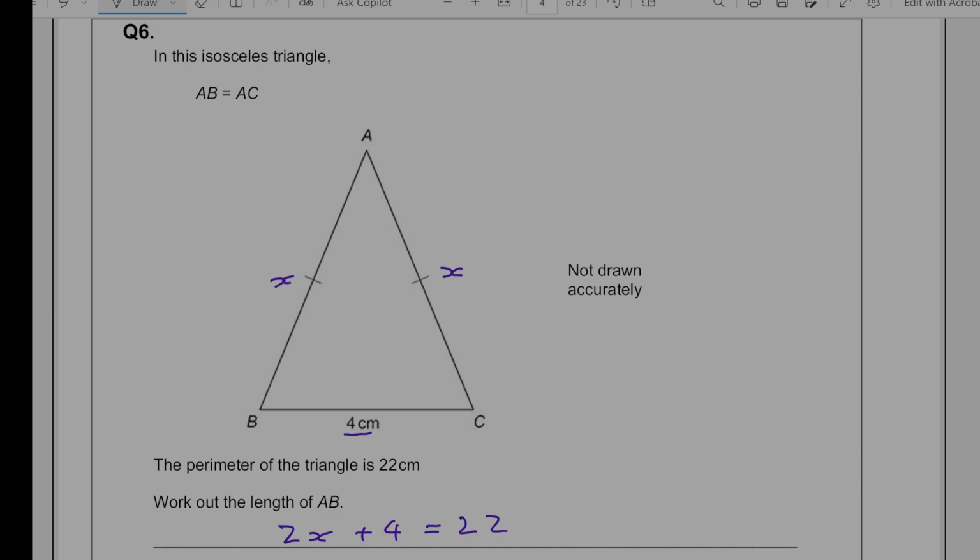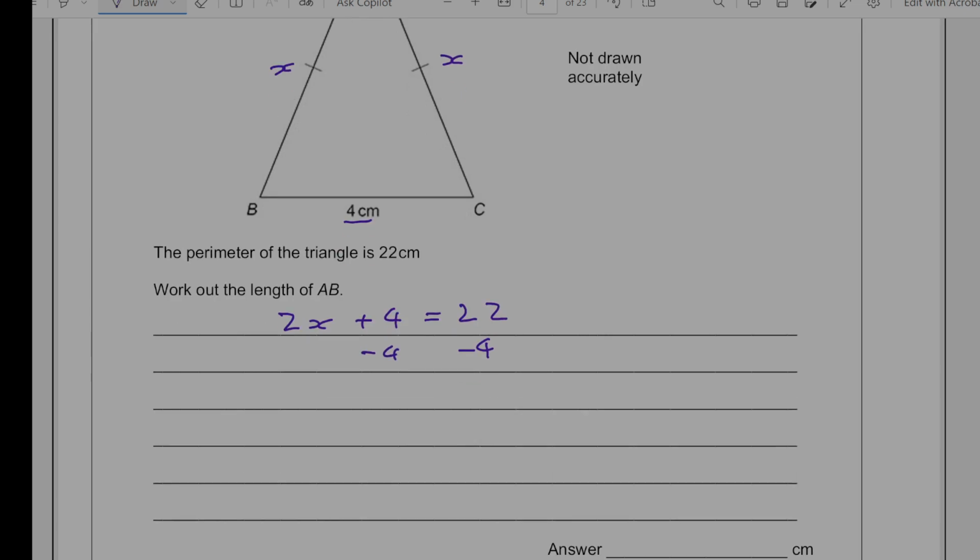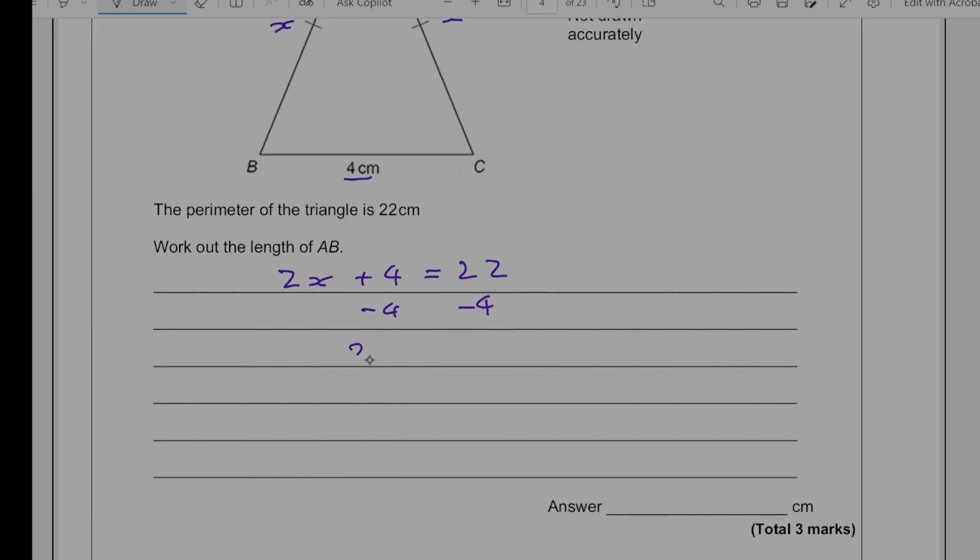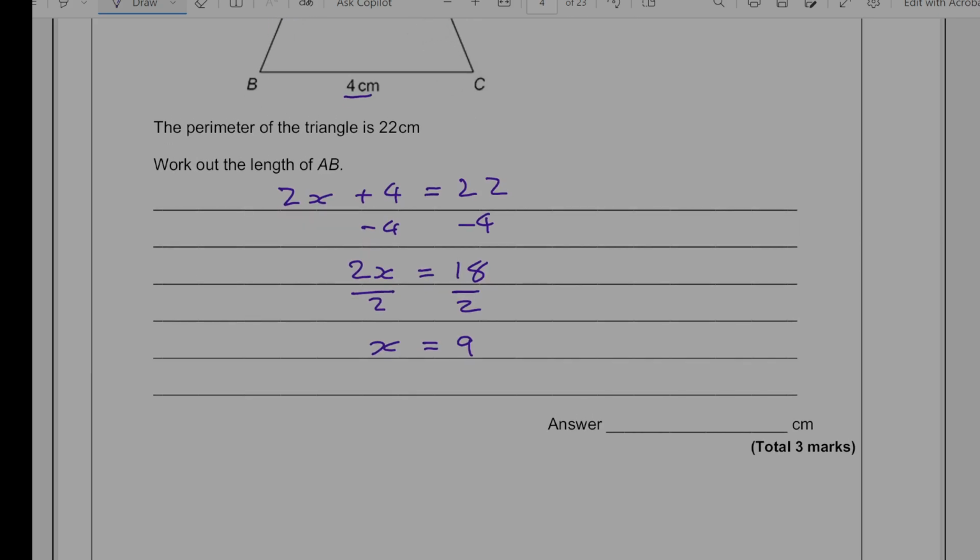And minus 4 from both sides. That's going to give me 2 lots of x is going to be equal to 18. Divide both sides by 2. Gives me x is equal to 9. So my answer is going to be 9 centimeters.